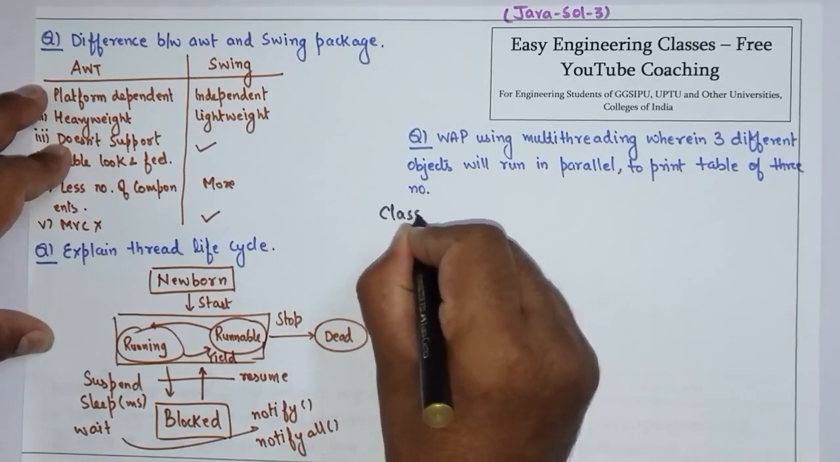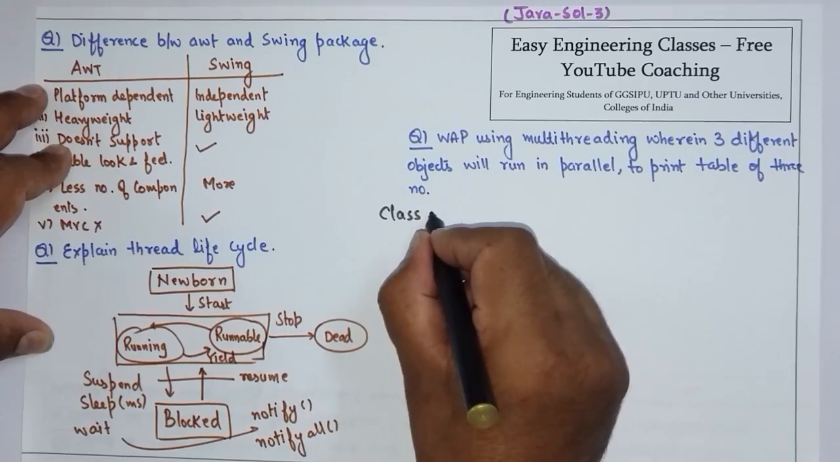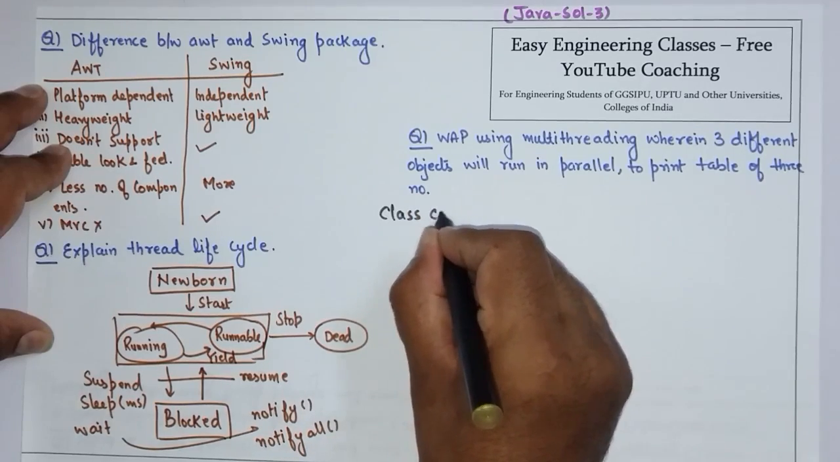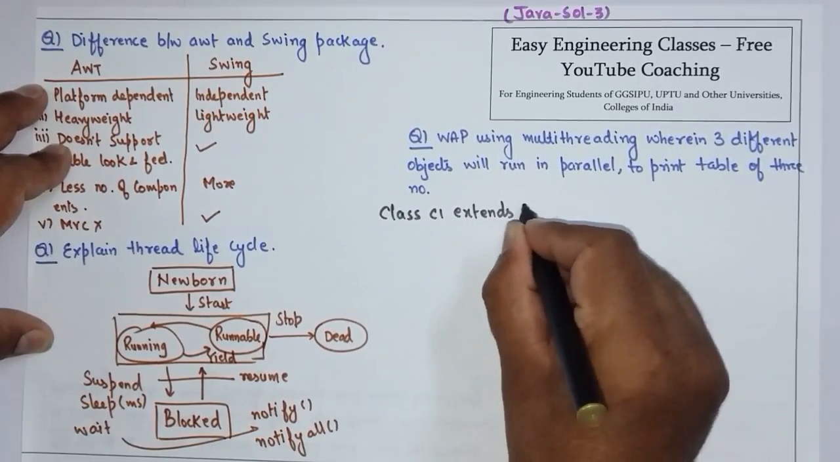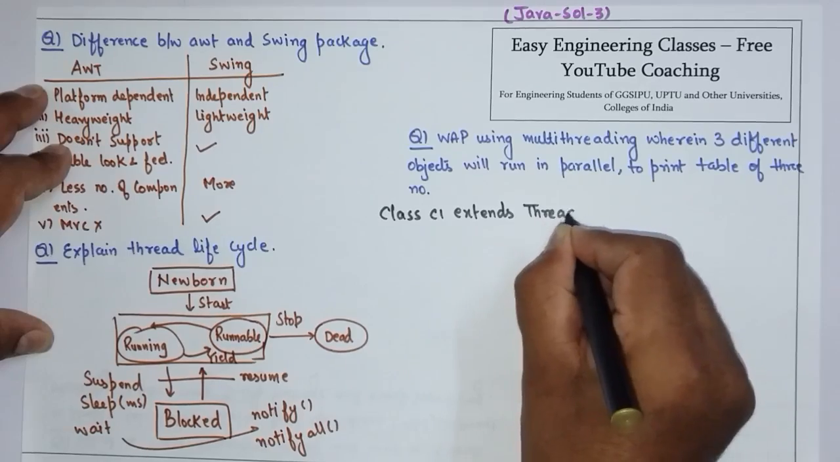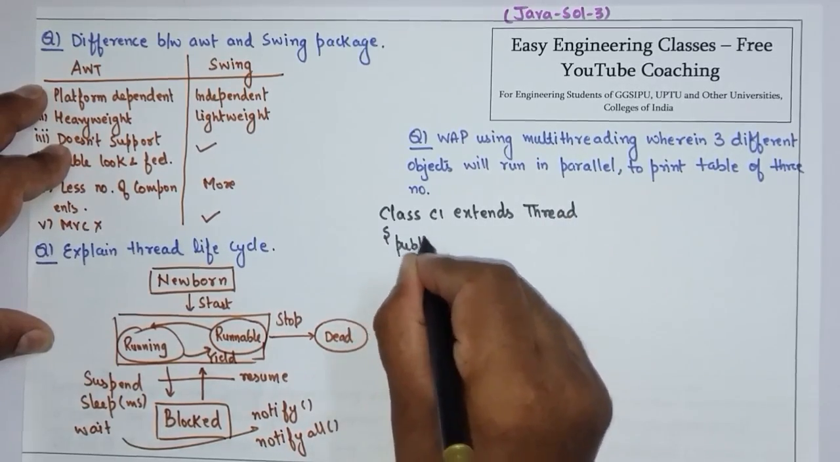What you can do is you can create 3 different classes. So suppose this is class C1. Create it with the help of thread, so extends Thread. Then in this class write run method.